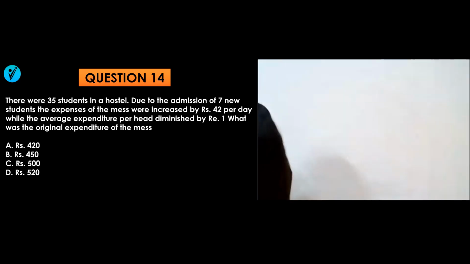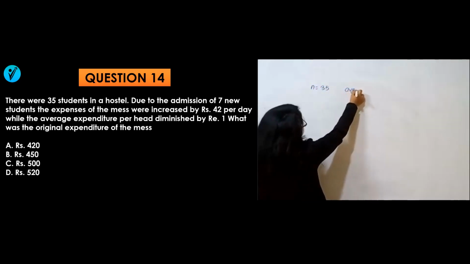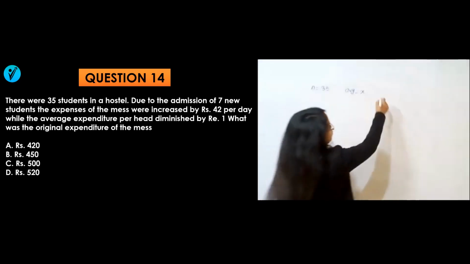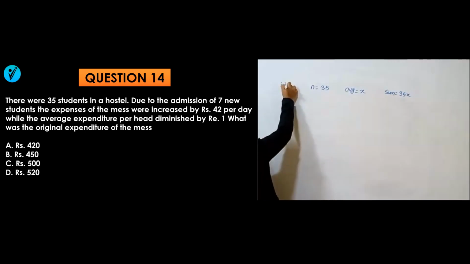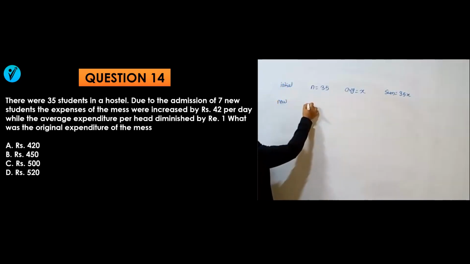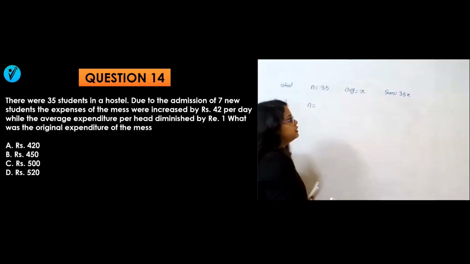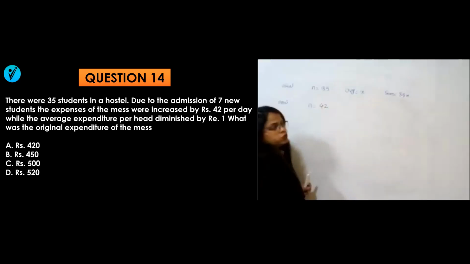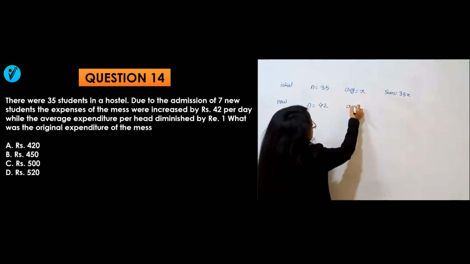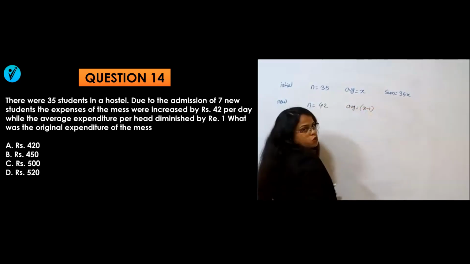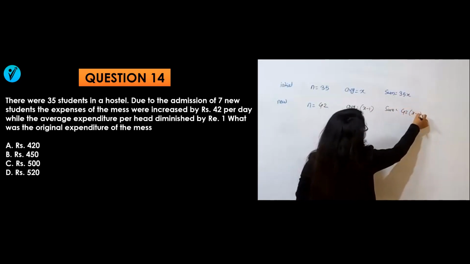Let's assume here, what I know is that the number of students n is equal to 35, and suppose each person required x rupees. So what was the initial sum? The sum was 35x. This was your initial. Now what about the new? They are saying that 7 new members were added. If 7 new members are added, n will be 35 plus 7, means 42. And the average has diminished by 1 rupee, so the average will become x minus 1. So the new sum will be 42 into x minus 1.